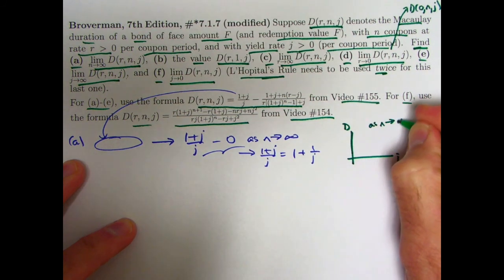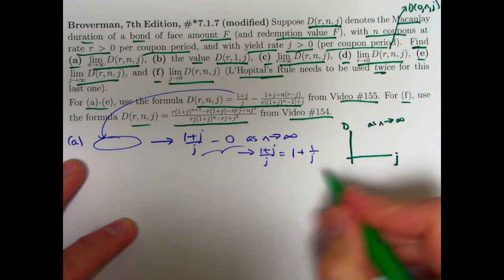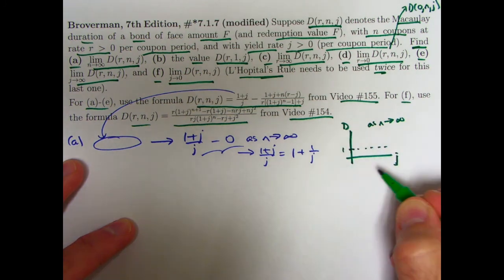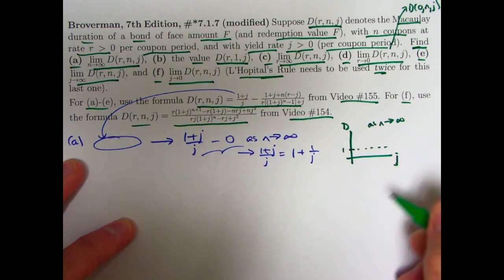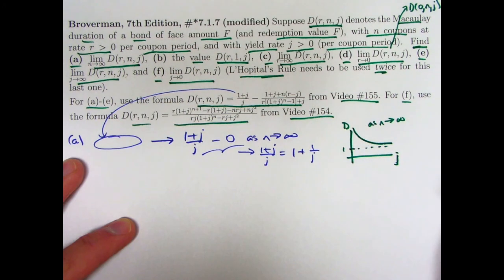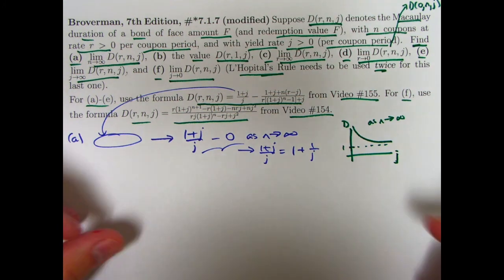As n goes to infinity, it's going to be close to what the duration is when n is very, very large. Graph this as a function of j. It's got a horizontal asymptote at 1 and a vertical asymptote at j equals 0. The graph is going to look like this. And so what this is telling you is for very, very large n, the duration is going to be very close to 1 when j is large, for one thing.